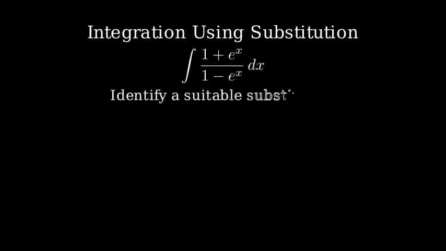We need to look for a suitable substitution. Since the expression is a rational function with e^x, let's try substituting u equals 1 minus e^x. This substitution simplifies the denominator directly.